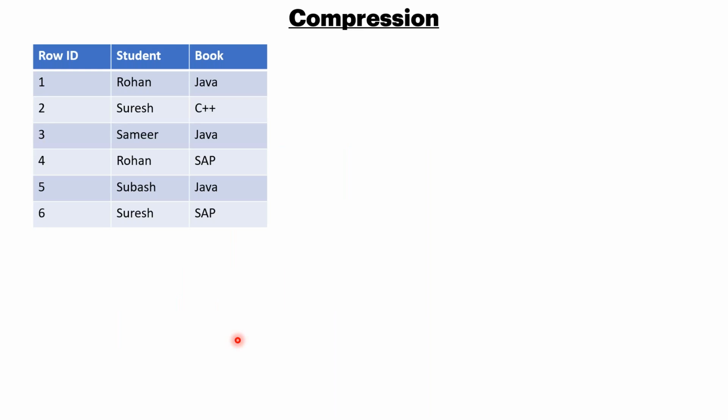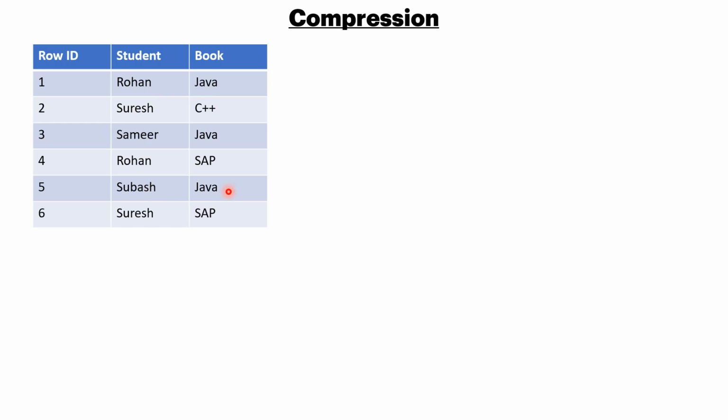I have taken the same set of data, a little bit extended. We have a row number, we have the roll number, we have the student, and we have the book. So the same kind of data, but you see here the names are duplicated. Rohan has borrowed two books. He has borrowed Java and SAP. Suresh has borrowed C++ and SAP. Similarly the books are also replicated here. So Java, there are 3 books of Java which have been borrowed by 3 different guys, right?